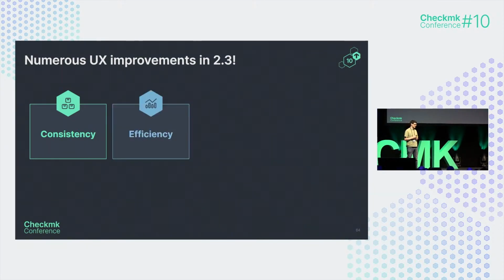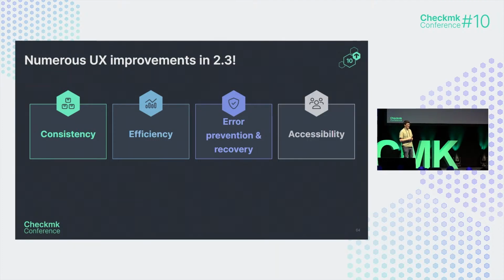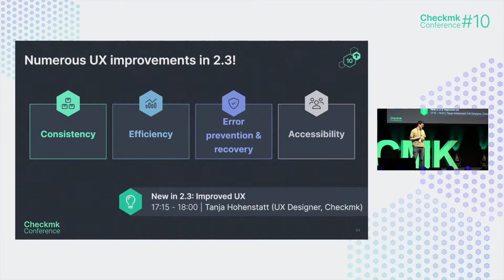Efficiency is another pillar of our UX strategy. Make things swift so that your tasks are a breeze. Error prevention and recovery: make things foolproof so that you can stay on track even when things go wrong. And lastly, accessibility, making things inclusive so that every IT pro can excel at Checkmk. I won't speak about it myself. Tanya will speak about all the things they did in 2.3, and I think it will be one of the highlight talks for today later.